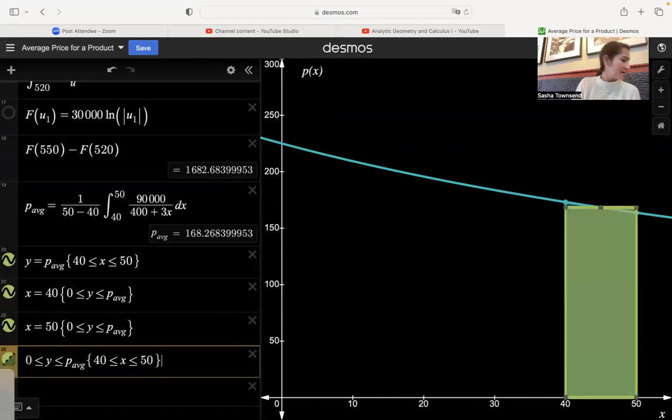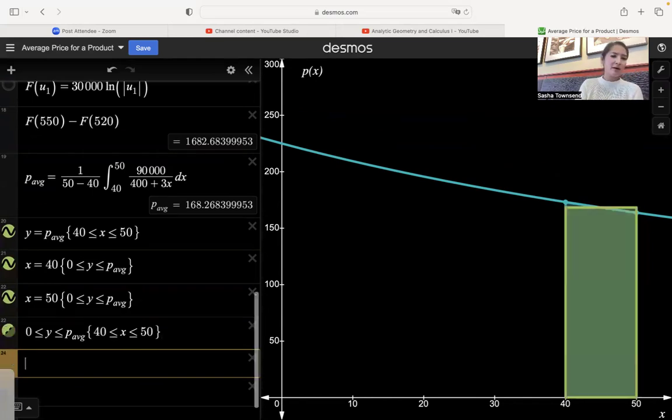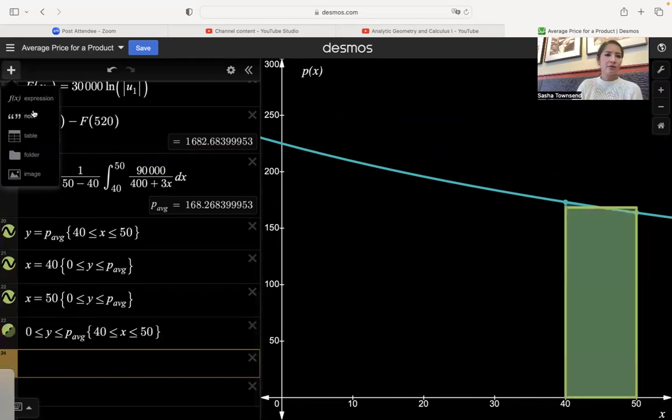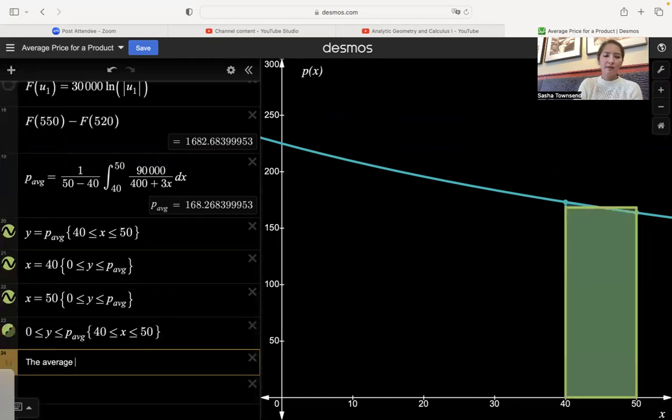So what we'll say is, what was the question? Find the average price. Make sure you answer the question. The average price P on the interval from 40 to 50 for X is $168.27.